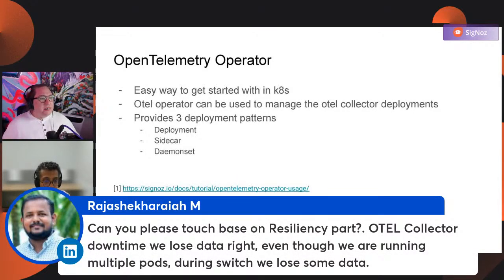But can you touch base, please, on the resiliency part? With OpenTelemetry Collector downtime, we lose data, right? Even though we're running multiple pods, during the switch, we lose some data. So at the top level, yes, right. There's a single collector involved at one point, so while that collector's down, in general, you're going to be missing some data during that time. Other considerations: very often these relatively short outages are not usually the hugest concern.